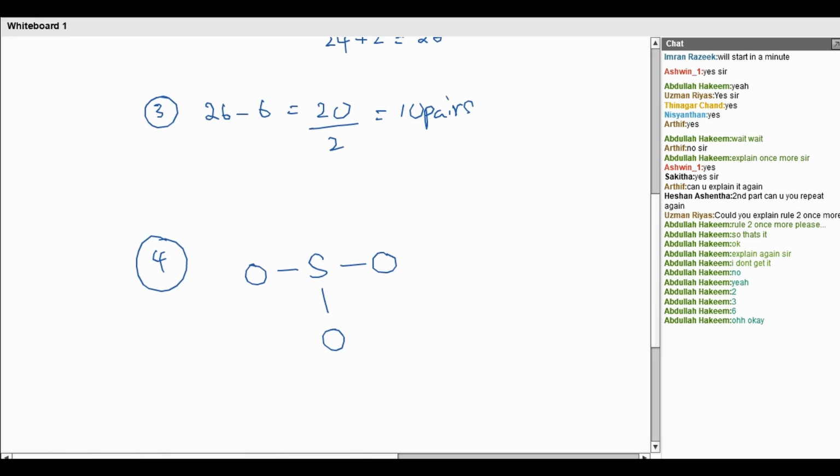I'm going to take 10 pairs. See how many pairs I can put around each oxygen. This is 1 pair, 2 pairs. Can I put more? Yes, because oxygen can hold up to 8 electrons. How do you know that? Because oxygen is a period 2 element. A period 2 element can hold up to 8. Period 1, only 2 electrons. Period 3 can hold more than 8. Nitrogen can hold only 8 electrons.